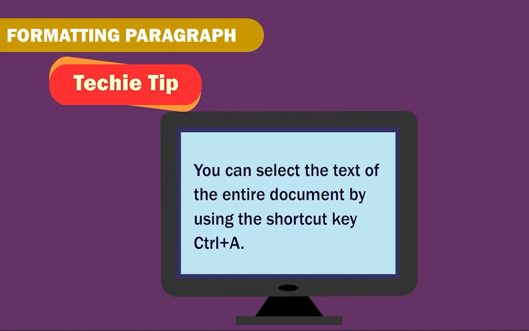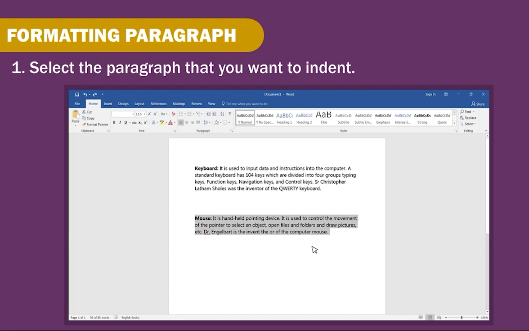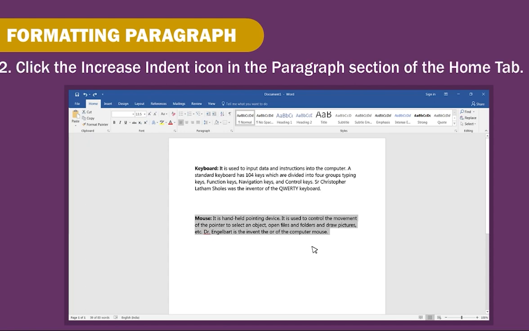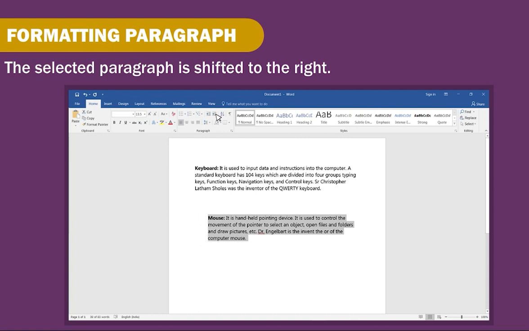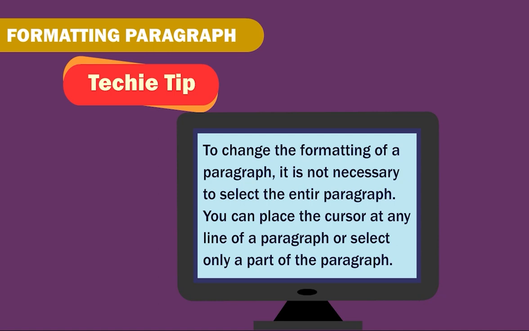Techie tip. You can select the text of the entire document by using the shortcut key Ctrl+A. Steps to indent a paragraph. 1. Select the paragraph that you want to indent. 2. Click the Increase Indent icon in the paragraph section of the Home tab. The selected paragraph is shifted to the right. Techie tip. To change the formatting of a paragraph, it is not necessary to select the entire paragraph. You can place the cursor at any line of a paragraph or select only a part of the paragraph.